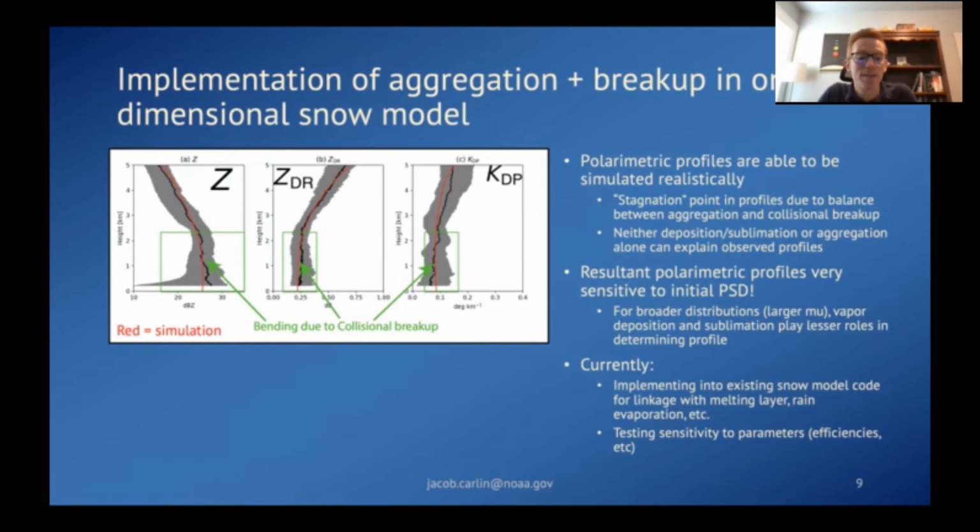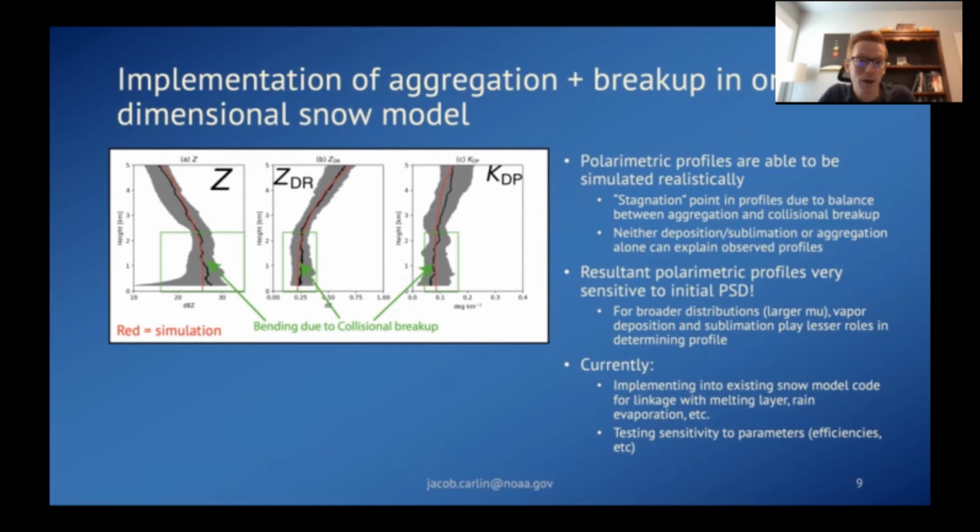We found that the stagnation point shown at about 2.5 kilometers was really due to a balance between aggregation and collisional breakup of the largest aggregates. We looked at either deposition or sublimation alone or aggregation alone, and neither of those produced realistic profiles of the variables. It was really the interplay of all three processes that allows for these realistic profiles.